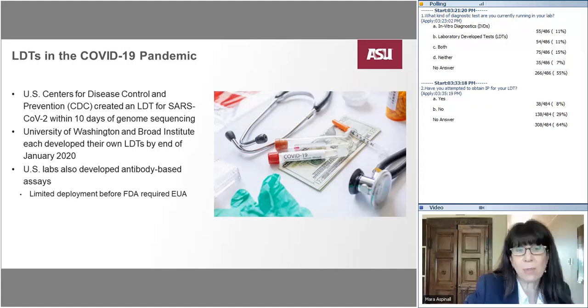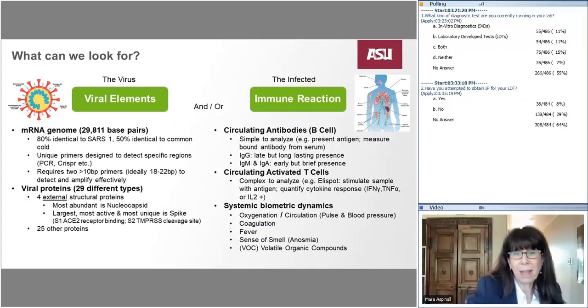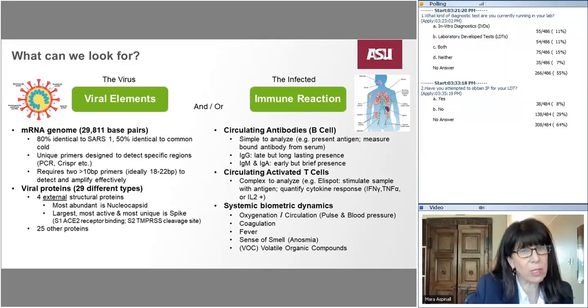So US Labs also developed an antibody-based assay, but I'm going to focus most of my discussion on the active virus testing, PCR, and antigen. So you guys know this, but I'm going to put it in for completeness. What can we look for when we look for COVID-19 tests? Number one, the virus itself. Number two, the infected or the immune reaction.